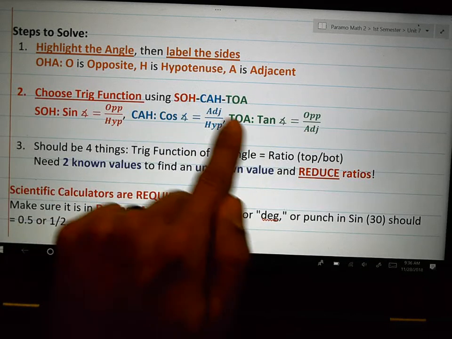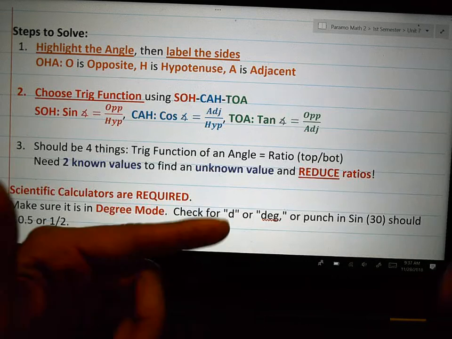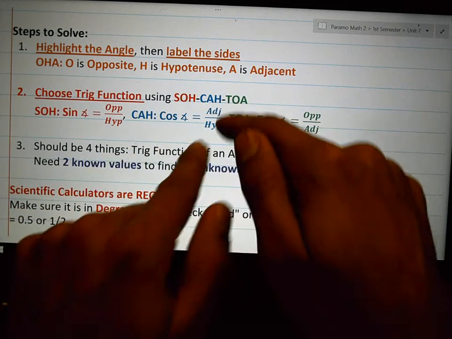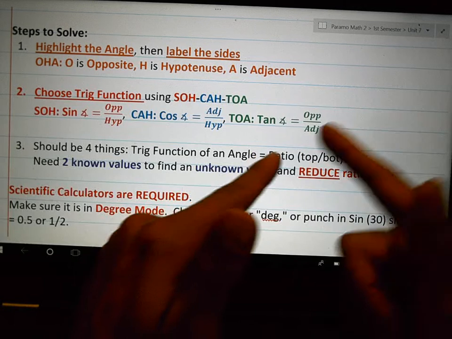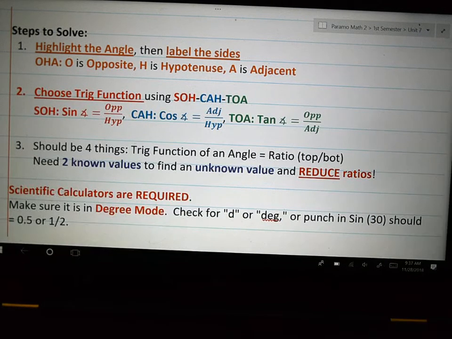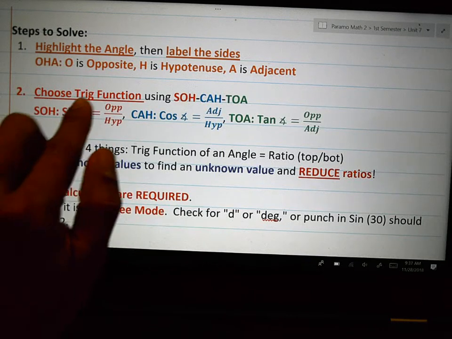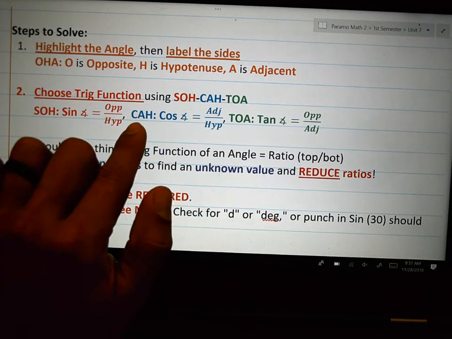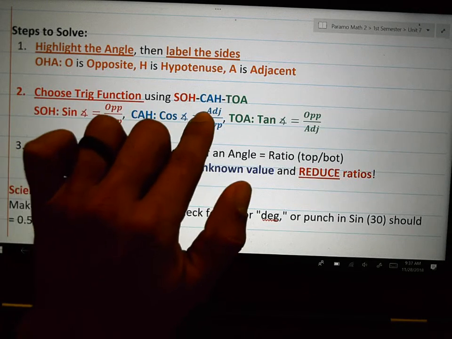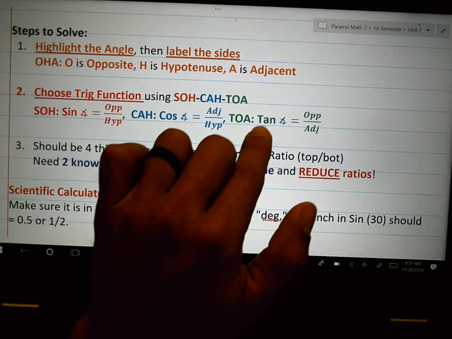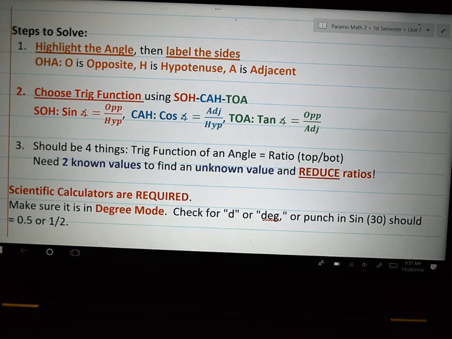And we're going to choose between sine, cosine, and tangent based off of this acronym called SOHCAHTOA. SOHCAHTOA is an acronym that is going to tell you which one to use. Are you going to use sine, which is the opposite over hypotenuse? Are you going to use cosine, which is the adjacent over hypotenuse? Or are you going to use tangent, which is the opposite over adjacent? Sine, SOH, stands for O over H. Cosine stands for CAH, A over H. And TOA stands for the tangent, which is O over A. It's a way for you to remember which 2 sides we're talking about.